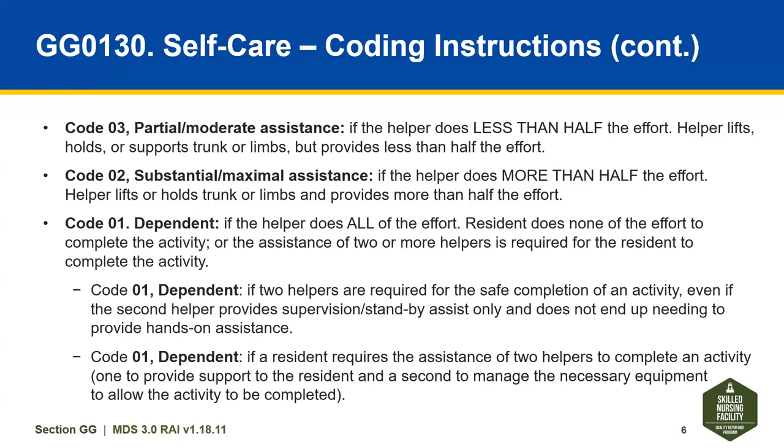Here are some additional coding instructions. I call your attention to the revised Code 1 instructions. Here, you will use Code 1 if two helpers are required for safe completion of an activity, even if the second helper is providing supervision or standby assistance or managing the equipment to allow the activity to be completed.